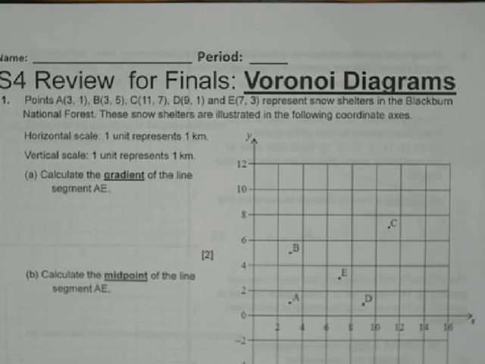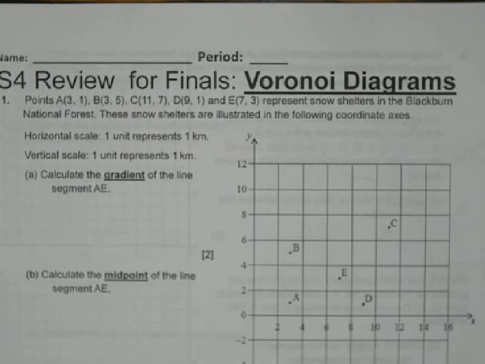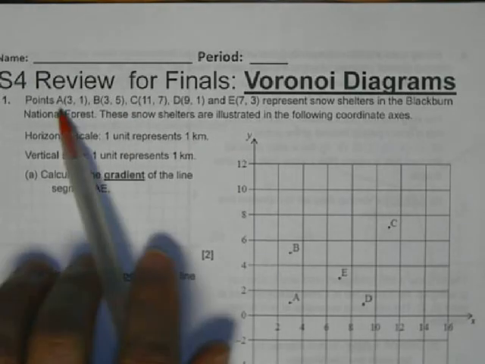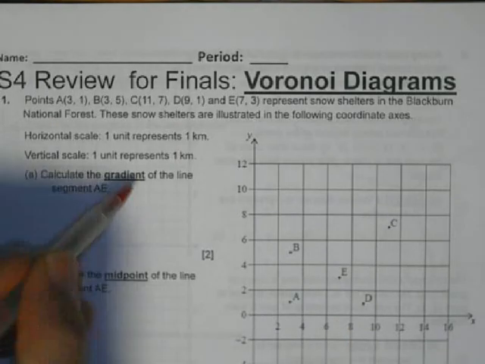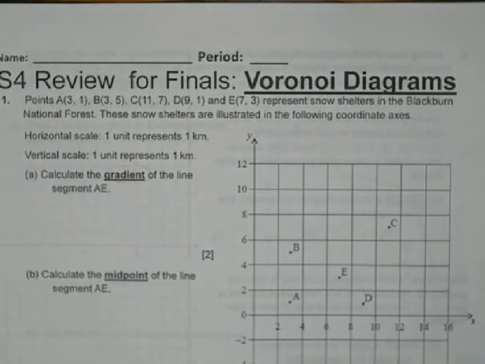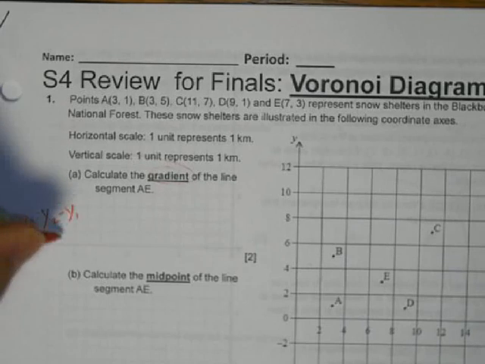Okay, we're going to talk about reviewing for our Voronoi diagram final. So we got these points. They're all plotted here nicely for us. They want us to calculate the gradient. That means the slope. So our slope formula, you should recall, is y2 minus y1 over x2 minus x1.